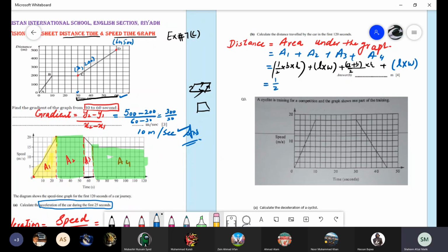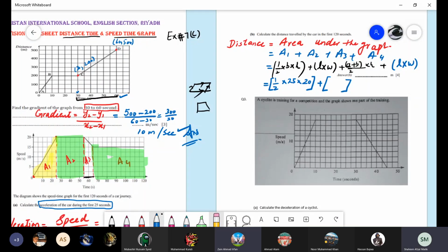Very first triangle, what is the base? How many units is the base? 10, 20 and 25. The base is 25. What is the height? 20. Very good. This is your first part, plus what is the length and width of the second figure? 50 minus 30 is 20.